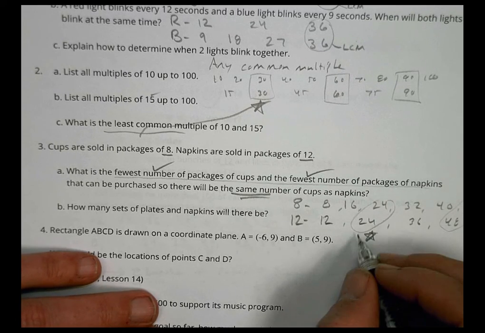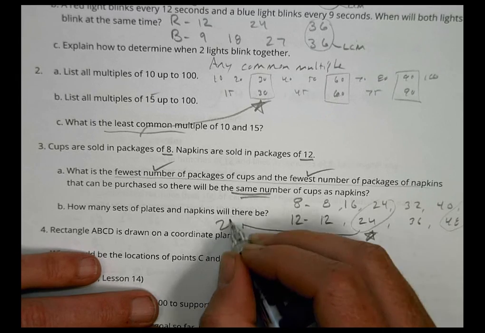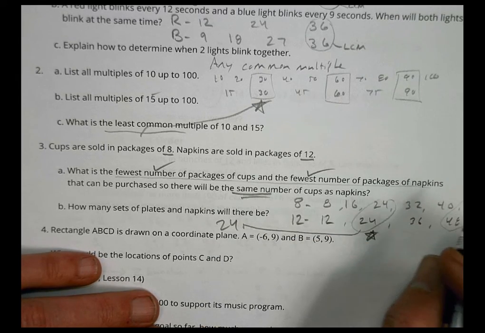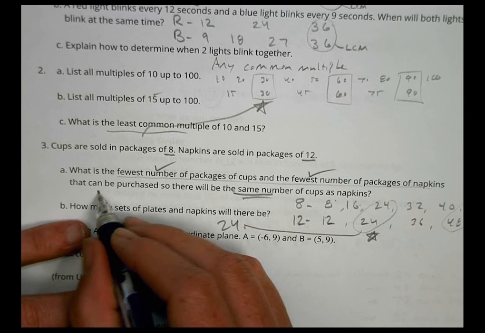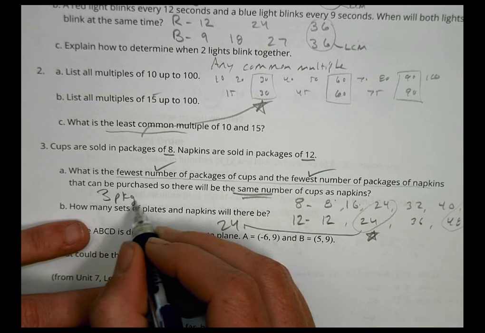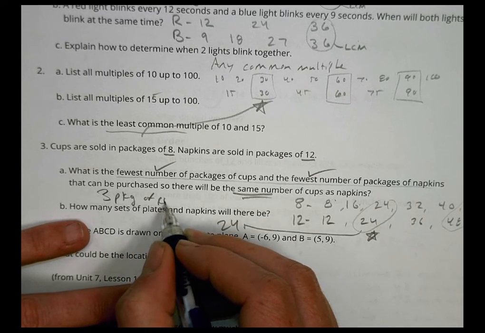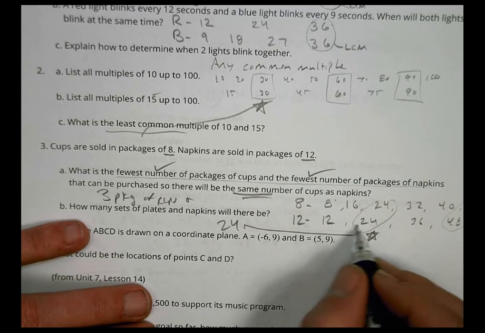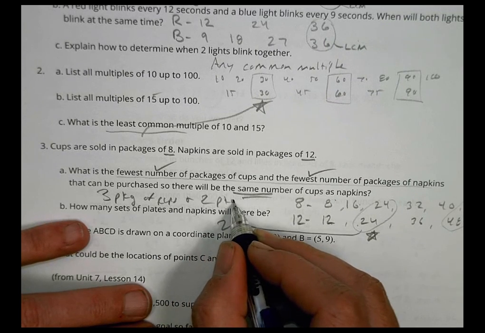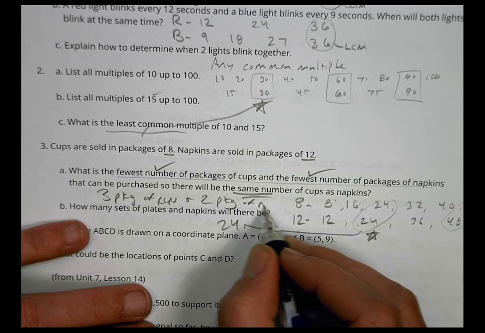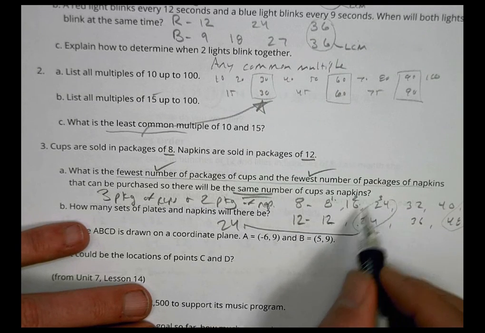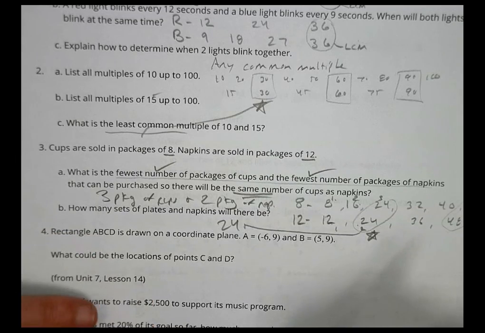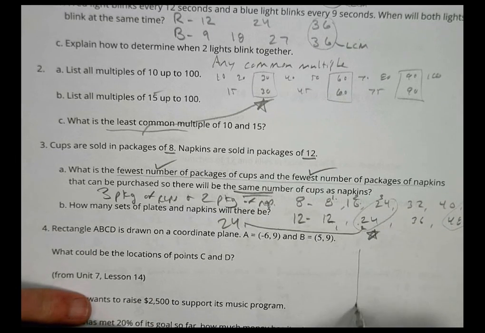So how many sets of plates and napkins will there be? 24. That's the winner right there. So that's going to be getting, in this case here, 1, 2, 3 packages of cups, and 1, 2 packages of napkins. All right, 1, 2, 3, 1, 2. That's where those numbers come from there.